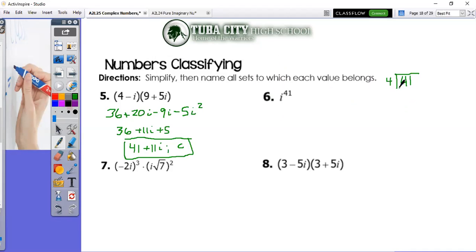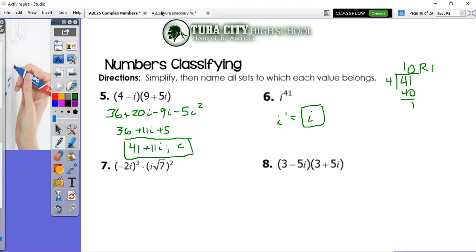Again, it's like buying a big item to get the box. So 4 goes in there one time, and that would be 40 with a 1 left over. I cannot fit 4 into 1, so that's going to be 10. And that means my remainder is going to be 1. So this is equal to i to the 1 power, which is just i.